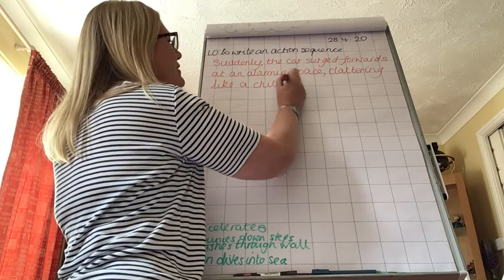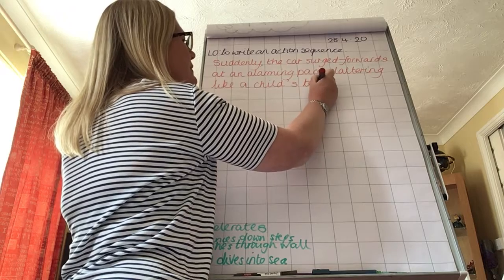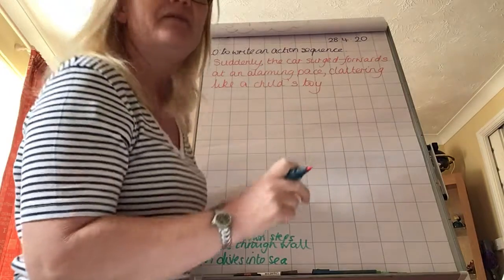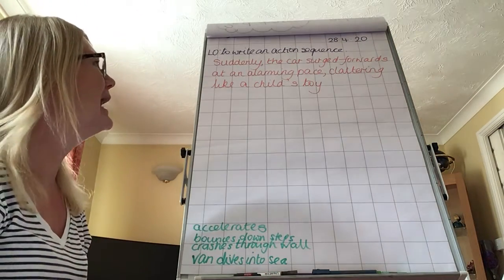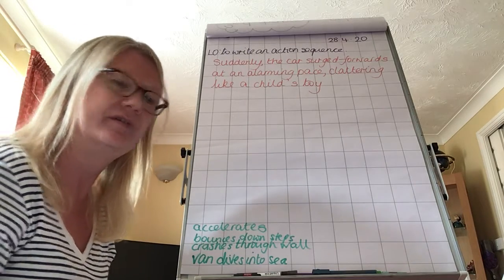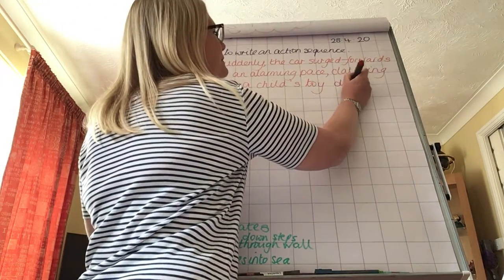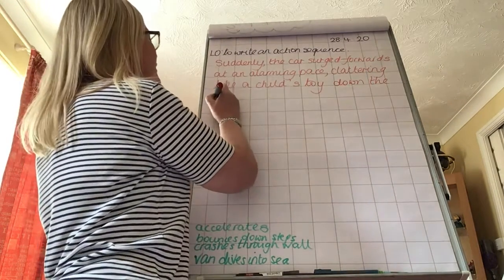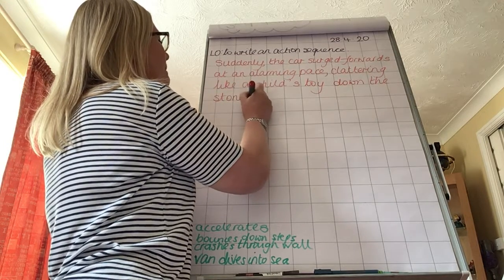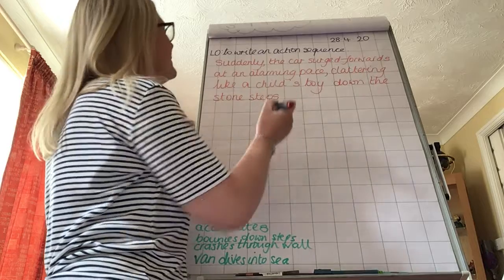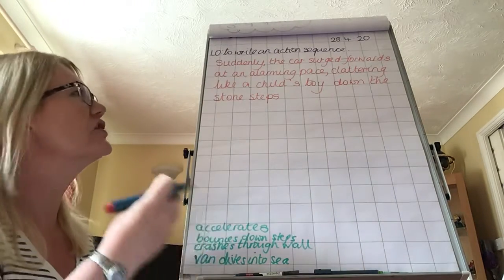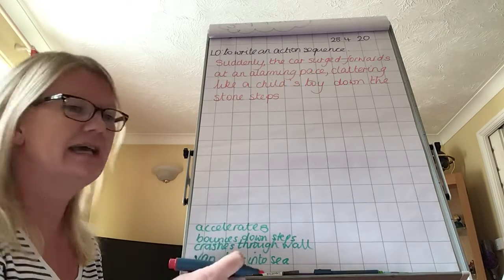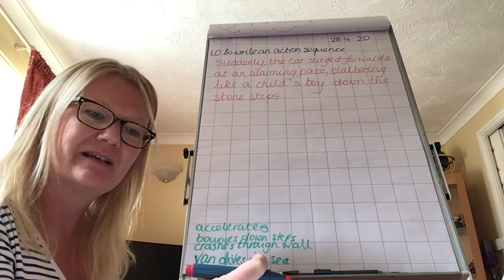Remember my apostrophe, because it's the toy of a child. And my comma there, because this is parenthesis, this is additional information, isn't it, to my main clause. Clattering like a child's toy down the, I could just put steps, but a bit more description, the stone steps. So let's read that. Suddenly the car surged forwards at an alarming pace, clattering like a child's toy down the stone steps.